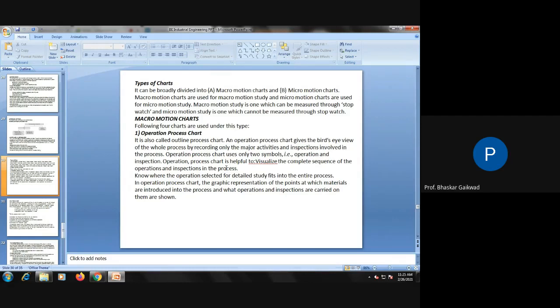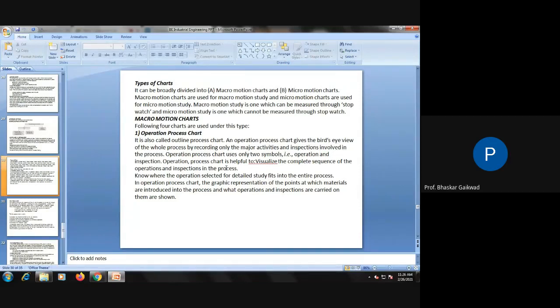Here is an objective type of question. Operation process chart has two names. One is outline process chart, second is bird's eye view. You have to remember the two names of operation process chart: outline process chart and bird's eye view. This question has been asked in the GATE exam also. This process chart is called bird's eye view.